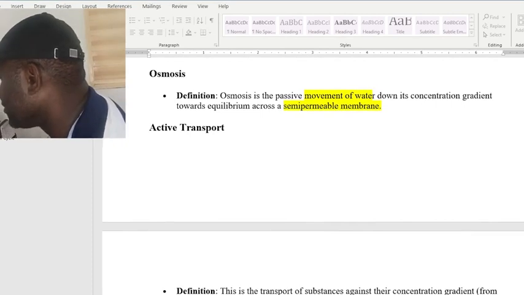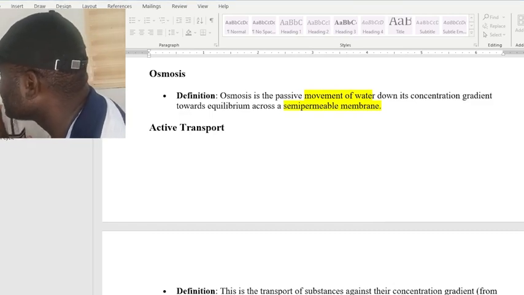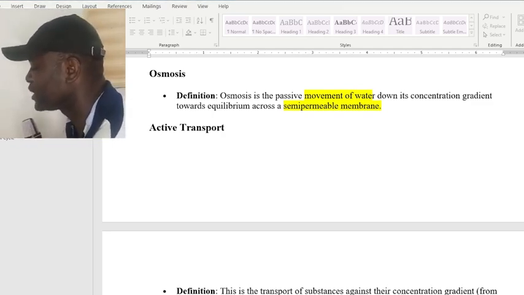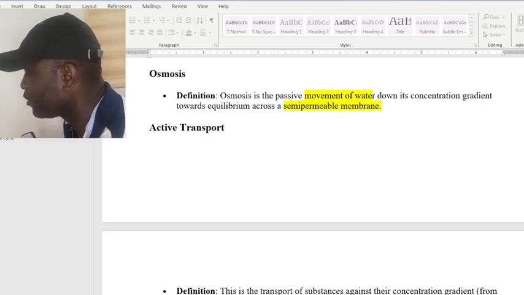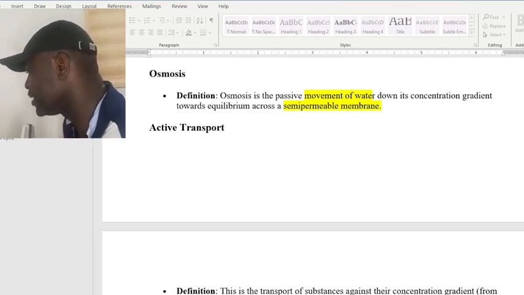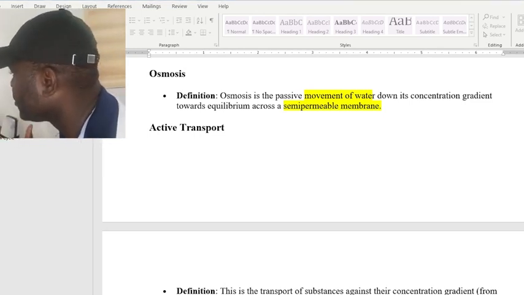So what happens is that water moves down its concentration gradient. But osmosis must involve a semi-permeable membrane. If you do not put a semi-permeable membrane in osmosis, then you have not defined it. These are the two things: a semi-permeable membrane, and the passive movement of water. These are the two things that make osmosis what it is. Other things don't move in osmosis. It's just the water, and it requires a semi-permeable membrane.